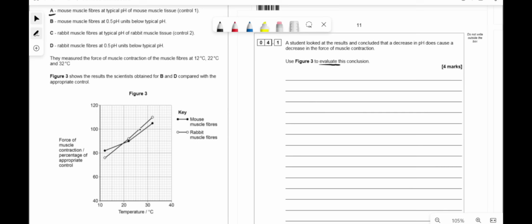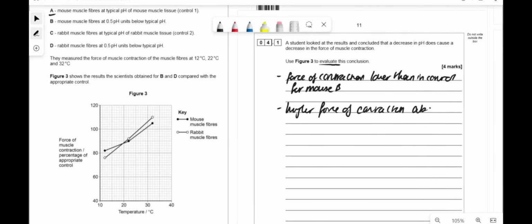Like I said, we need to look for every point where it's below 100% because that's where it's decreased. So around, what is that? 29 degrees. Sorry, so for the mouse, it's about 29 degrees and about 27 degrees for the rabbit. So the force of contraction is lower than in control for mouse B, or you could say the same for the rabbit as well, which is about 27. That's 1 mark. However, there's a higher force of contraction above 29 degrees C, or 27 in the rabbit, because you can see it's exceeded 100%.